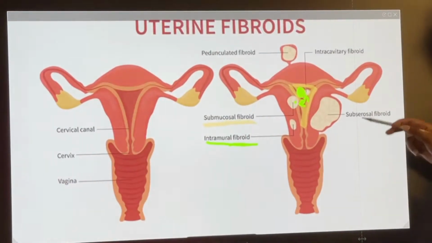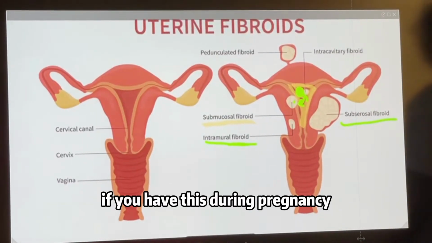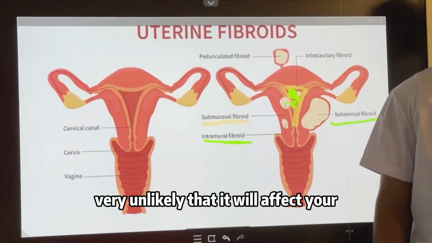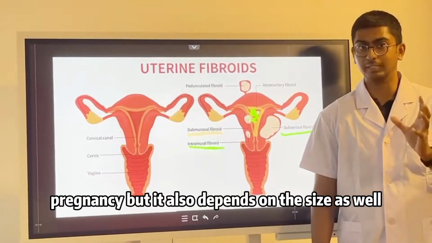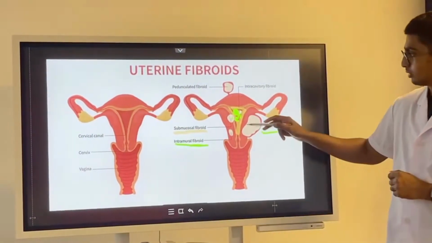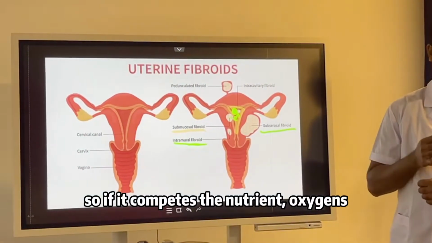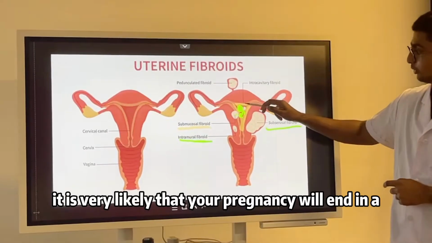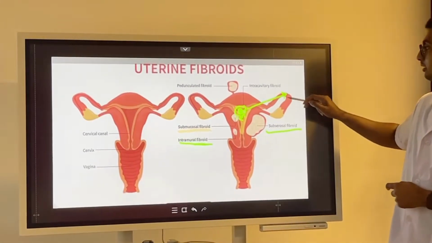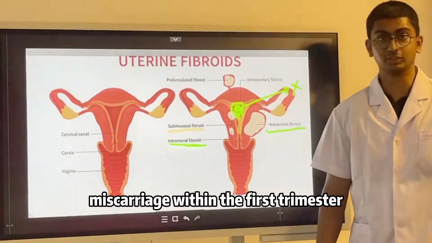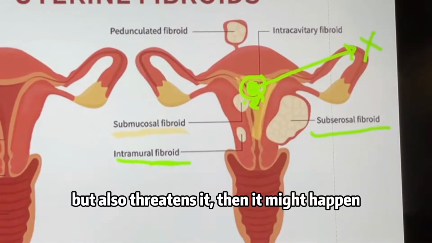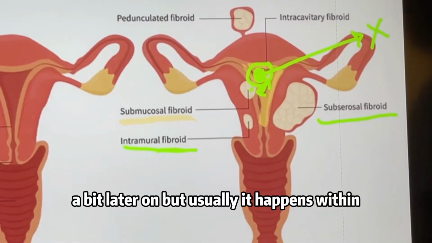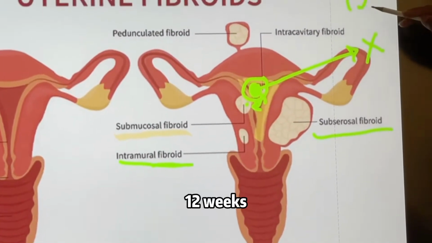Which is why I say a Sub-Serosa Fibroid, if you have this during pregnancy, is very unlikely to affect your pregnancy, but it also depends on the size. So if it competes for the nutrients and oxygen, it is very likely that your pregnancy will end in a miscarriage within the first trimester, if it's very close to it. If it's not so close but also threatens it, then it might happen a bit later on, but usually it happens within 12 weeks.